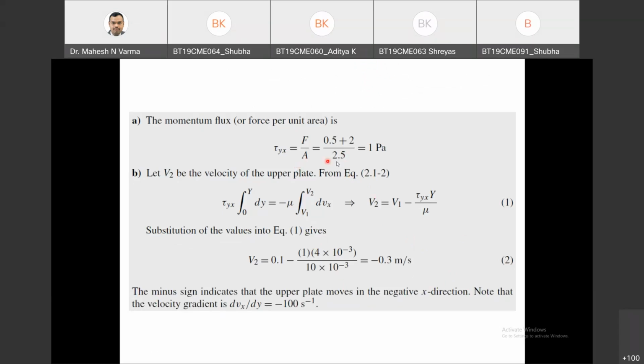This is 1 Pascal second. Okay, you got this? Momentum flux, shear and force.